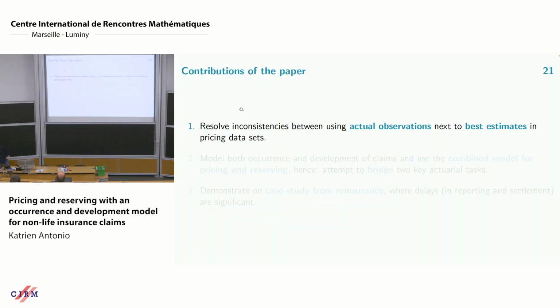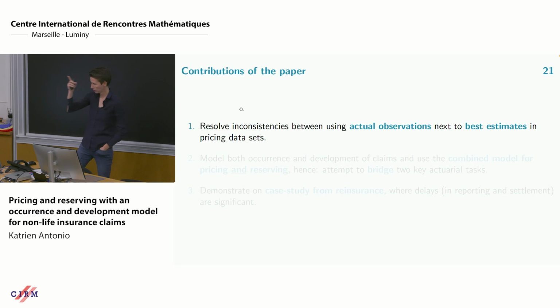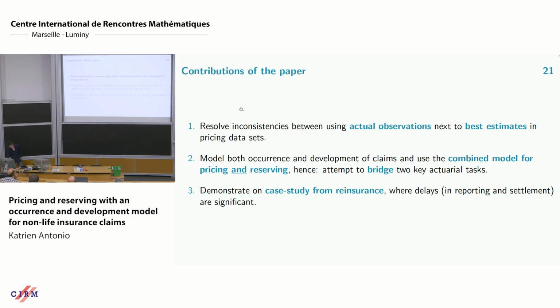But what are we going to do? We want to think about the inconsistencies between actual observations in a severity data set and best estimates in pricing data sets. We want to model both the occurrence and the development of claims, and use the combined model for both pricing and reserving. So I want to do a single thing that can help me for both tasks, right? That's the idea. And I want to demonstrate this occurrence and development model on a case study from reinsurance.